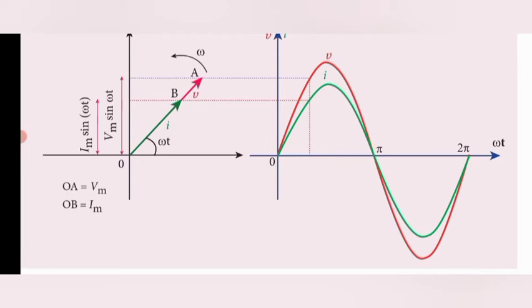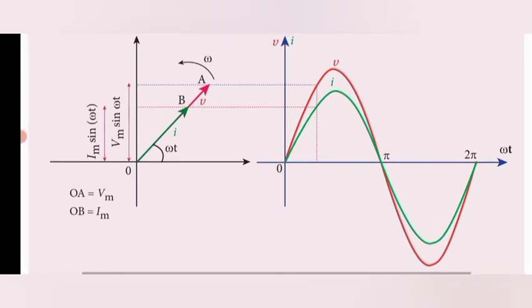So when connecting a resistor in an alternating voltage, what happens? There is no change between the current and the voltage. They pass through in the same phase, and the same alternating, simultaneous wave is produced. So this is the conclusion here.